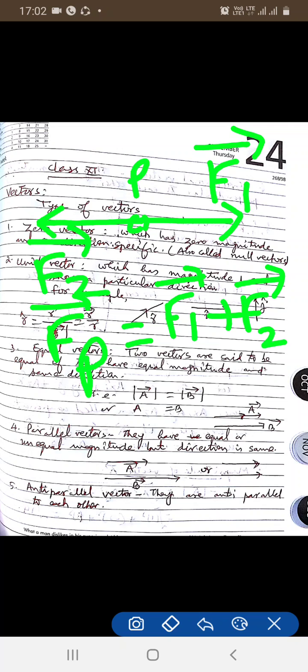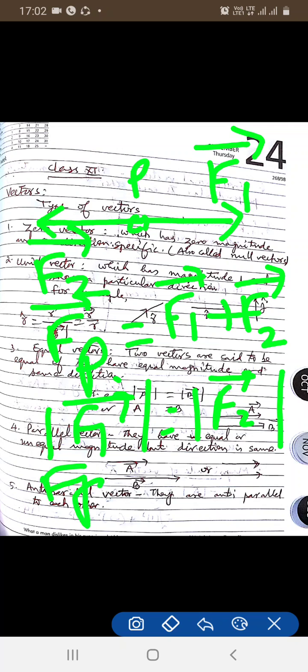And if the magnitude, mod vector F1 is equal to mod vector F2, if the magnitude is same and direction opposite, then vector Fp will be 0. So, 0 vector means which has 0 magnitude and no direction.